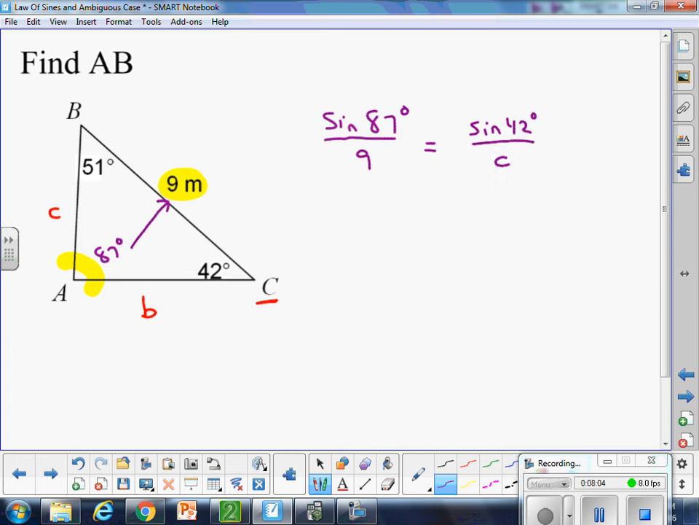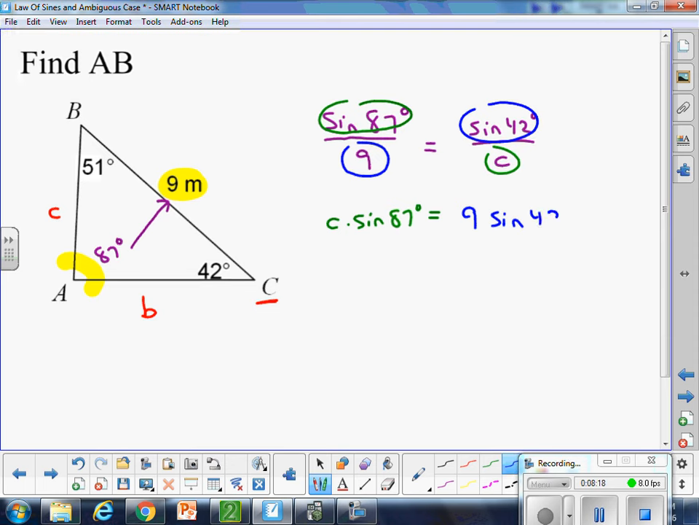Okay, let's do the cross multiply here. C times the sine of 87 degrees, so that's that times that, must equal 9 times sine of 42. And to get C by itself, divide both sides by the sine of 87. And again, parentheses are a must around that 42. So if we calculate that, 9 times the sine of 42, close the parenthesis, divide by the sine of 87, I'm getting an answer around 6.03.